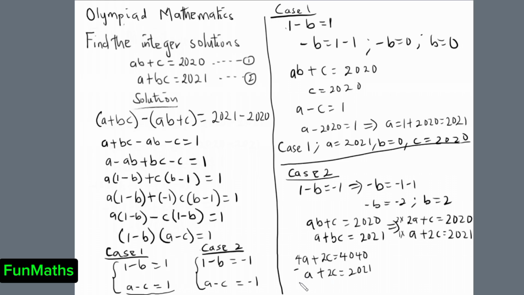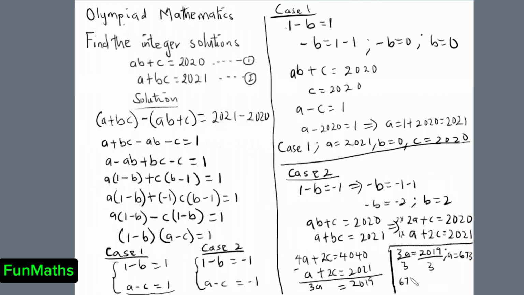If you subtract now, 2C is gone. 4A minus A is 3A, and that is equal to 4040 minus 2021, which is 2019. So if you have 3A equals 2019, you divide both sides by 3. A should be equal to 673.